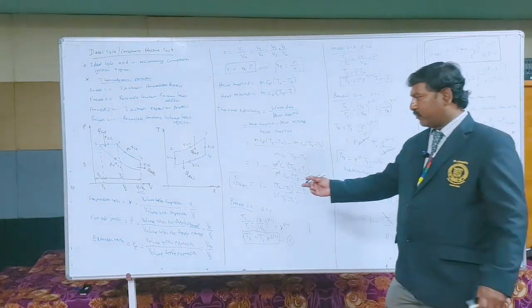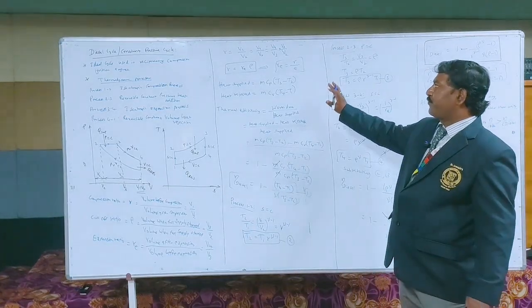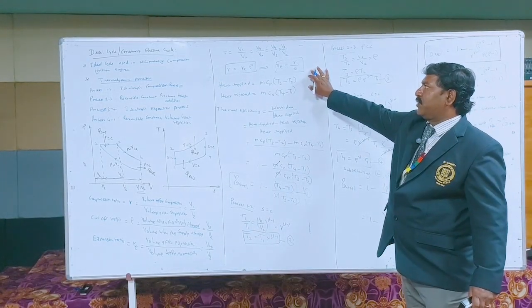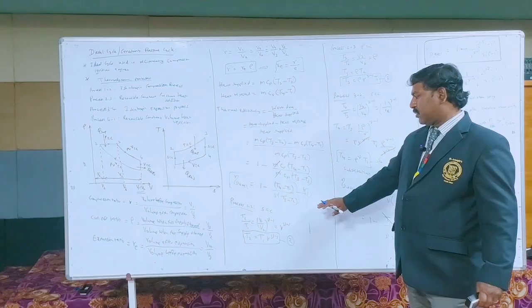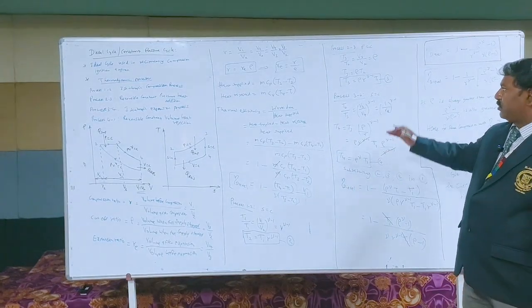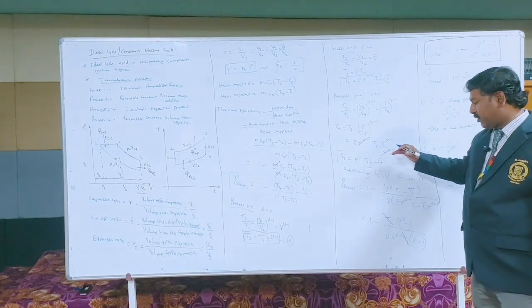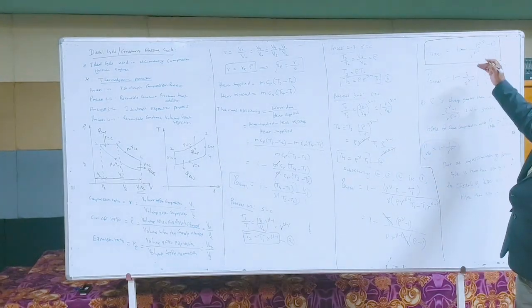All these results we have to remember: what is compression ratio, cutoff ratio, expansion ratio, and this relationship Re is equal to R by rho, and we have to derive the relations between the temperature T2 as a function of T1, T3 as a function of T1, T4 as a function of T1, then substituting in the equation we will get the efficiency of diesel cycle.